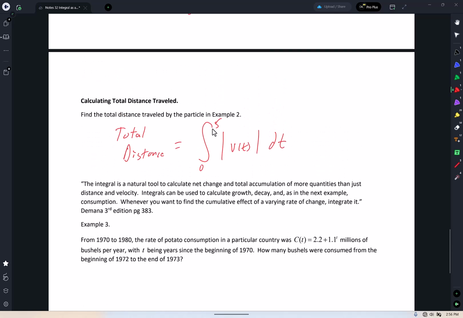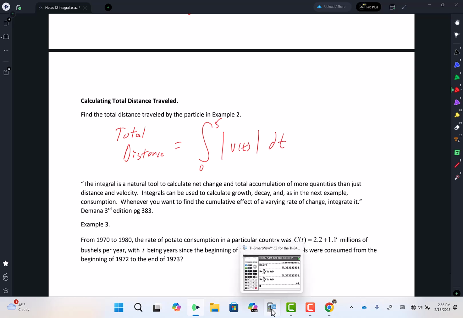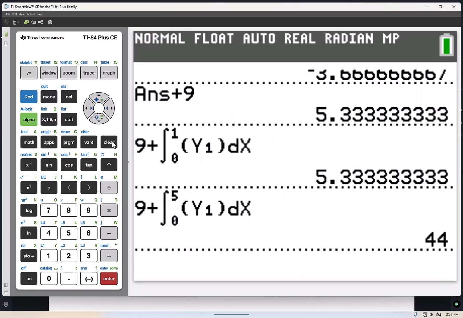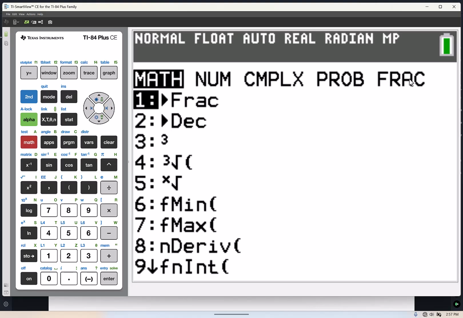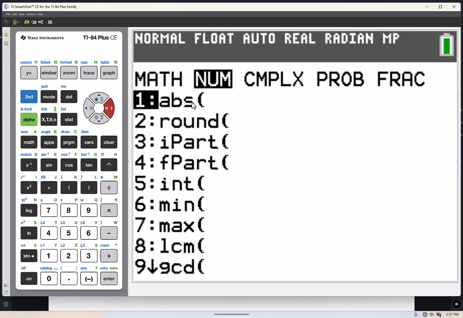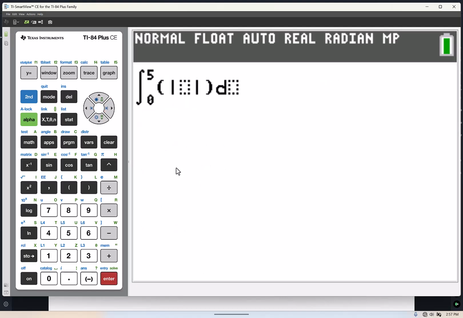All right, here we go. I take my calculator. Take your calculator. Practice with me. Push the math button. Push the number 9. 0 to 5. How do I put the absolute value in there? That's why we're going over it right now. Push the math button. The items at the top are called tabs. Go to the number tab and look at the very first one. It says ABS. Do you guys see that?